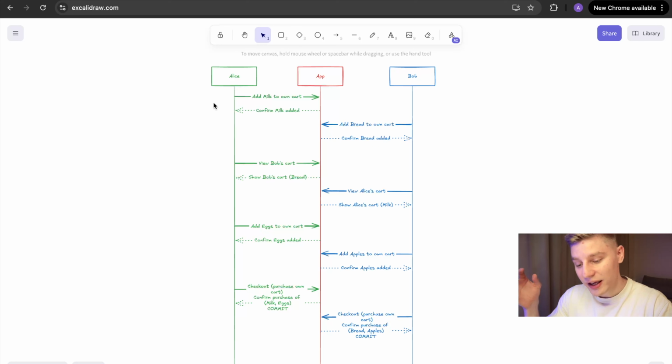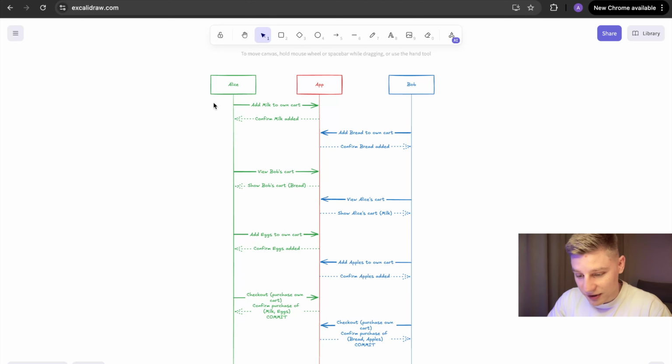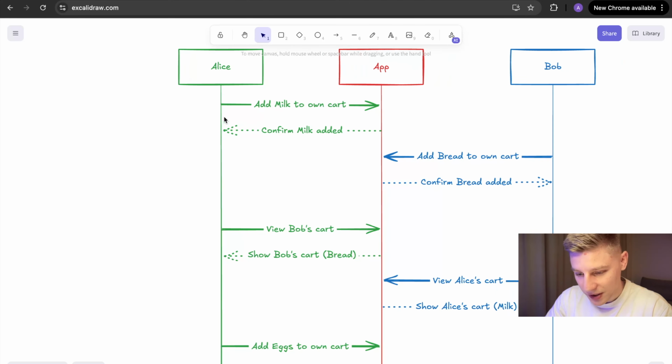They have an app where they're able to track items that each other would like to purchase, to not buy the same items, basically, to not have this intersection. Let's have a look into it. So basically, Alice comes into the grocery store and buys milk.